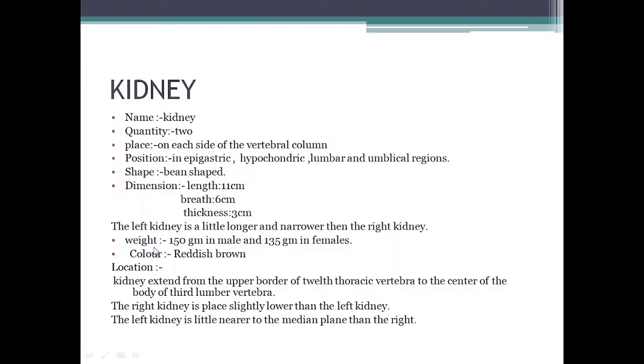Now the weight of the kidney in male and female, we can see here. In male it is 150 grams and in female it is 135 grams. The color is reddish brown. And location: the kidney extends from the upper border of the 12th thoracic vertebra to the center of the body of the third lumbar vertebra. The right kidney is placed slightly lower than the left kidney, and the left kidney is a little nearer to the median plane than the right. This is the basic information about the kidney.